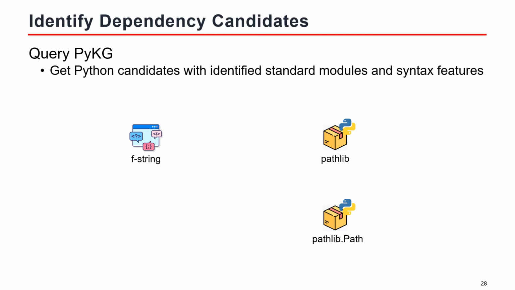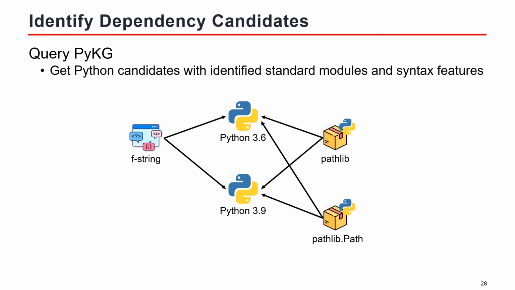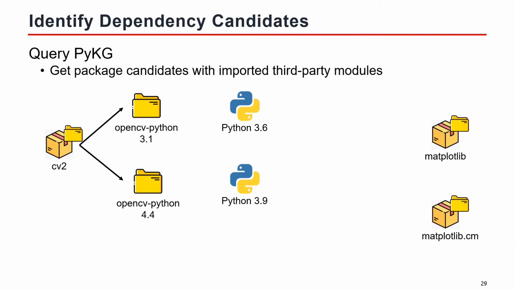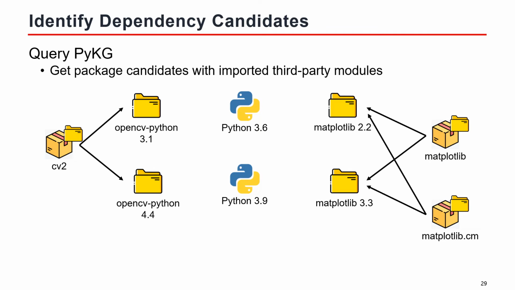We query candidates' Python versions with standard modules and syntax features. For example, we found Python 3.6 and 3.9 both contain the standard modules pathlib and pathlib.path, and they both support the syntax feature f-string. We query candidate packages with third-party modules. OpenCV-Python 3.1 and 4.4 contain the third-party module CV2. Matplotlib 2.2 and 3.3 both contain third-party modules matplotlib and matplotlib.cm.